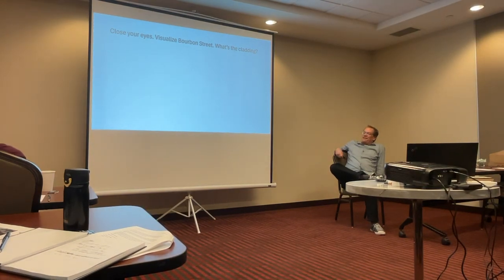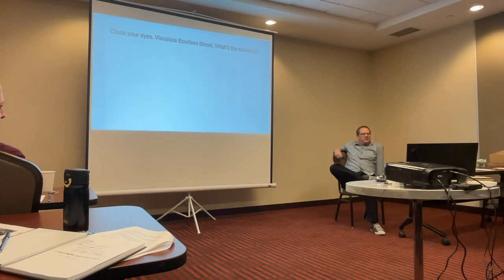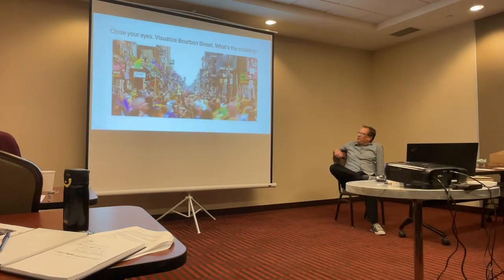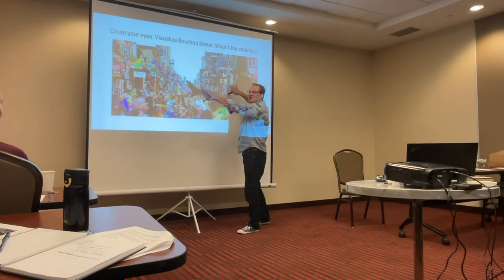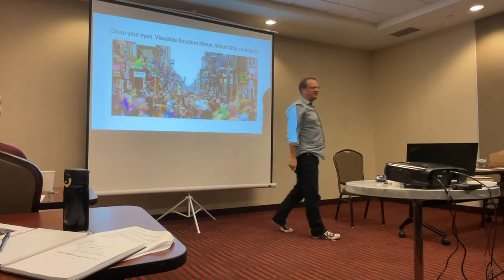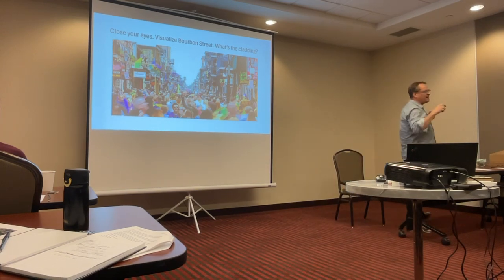Close your eyes and visualize Bourbon Street. You're in New Orleans. What's the cladding? What's the cladding in New Orleans? Does anybody know? What's the most common cladding? Every building in New Orleans has the same cladding. Wood? Venetian blind? Of course you don't know. It's Bourbon Street. You're thinking about drinking, and there are all these balconies, all these things you see before you notice they're all brick buildings. Okay? Because it's stuff there.